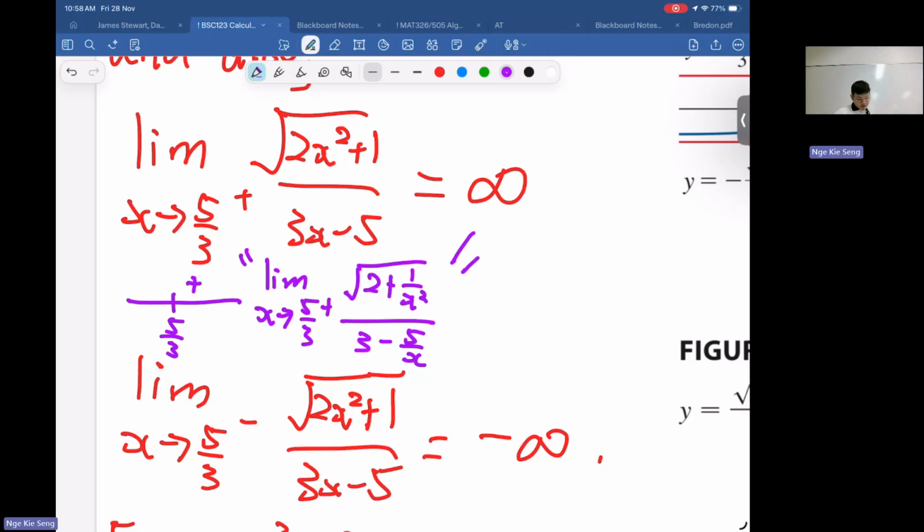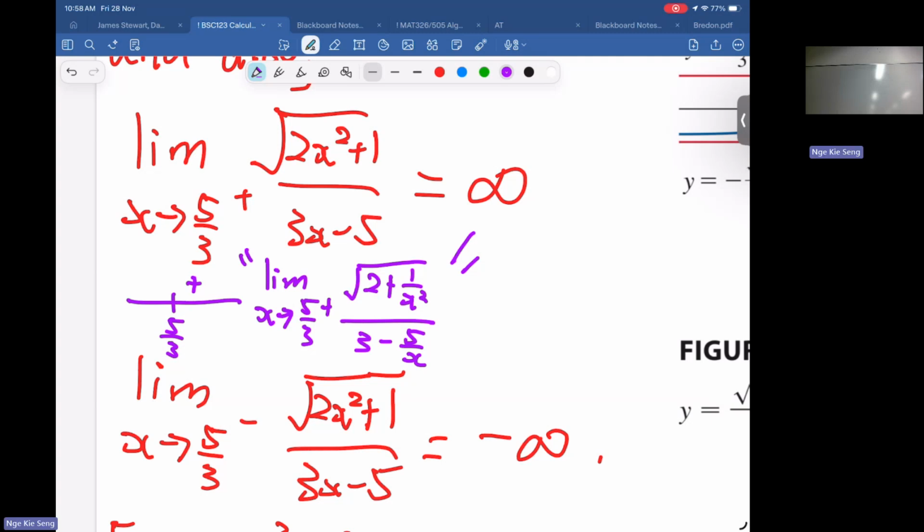Similar for the bottom case. In the bottom case, you will get negative. Why? Because the difference here is negative, because you're approaching from the left-hand side, so this number here will be less.